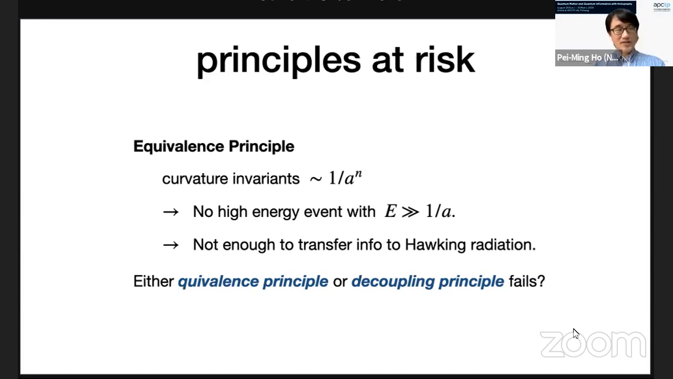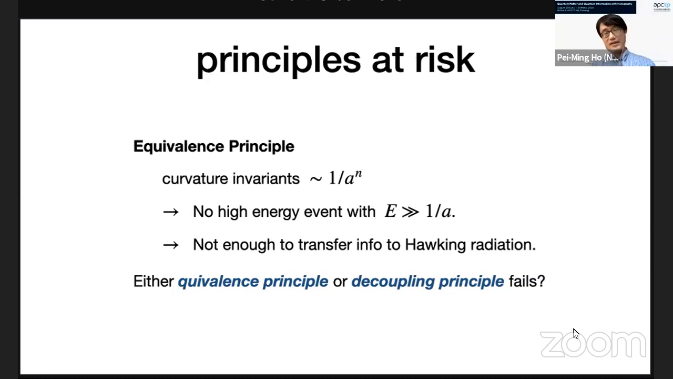Now, the equivalence principle says that if you have a space-time geometry with curvature invariance, with a characteristic length scale A, for the Schwarzschild black hole, A would be the Schwarzschild radius. In this case, when you are in free fall, you do not expect high energy events with energy much larger than 1/A. This is the equivalence principle. So the equivalence principle is saying that if you are in free fall, then you should not feel different from floating in flat Minkowski space.